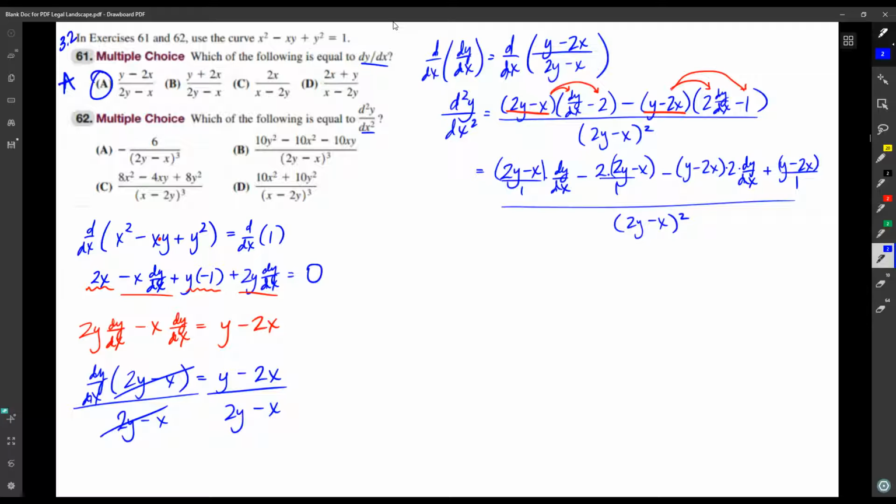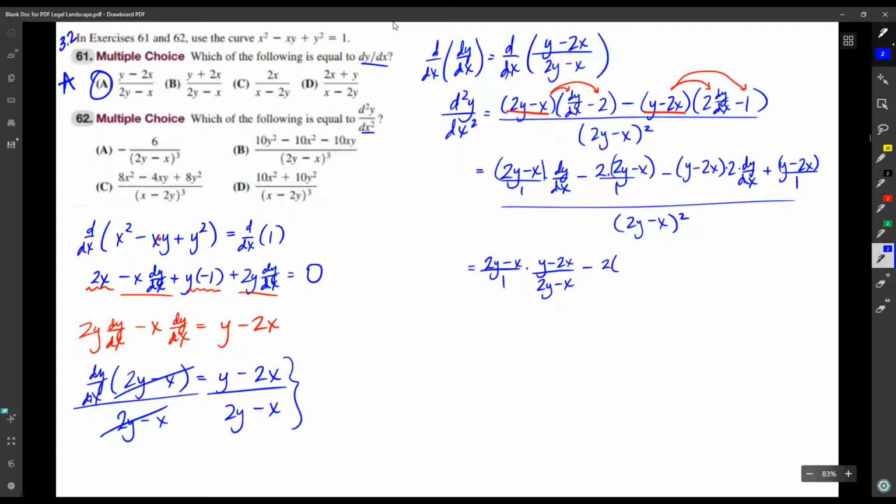Okay, I know this seems not great at the moment, but I'm hoping it gets a lot better very soon. We're going to replace the dy dx with what we know the derivative is, which is y minus 2x over 2y minus x. Eventually, it's going to get simpler, but this step I think is going to be more complicated. So 2y minus x over 1 times y minus 2x over 2y minus x. Oh, that's a good thing. The 2y minus x's are going to cancel.